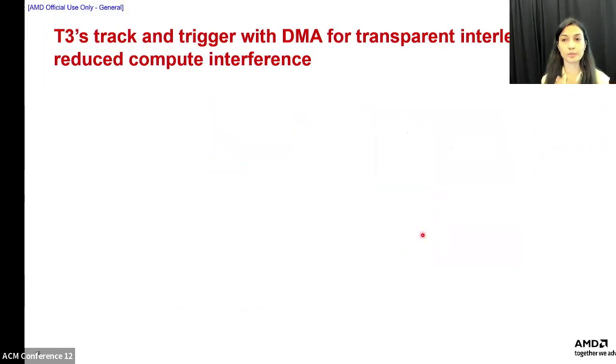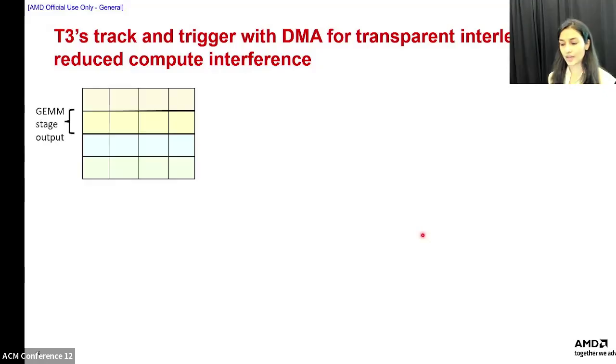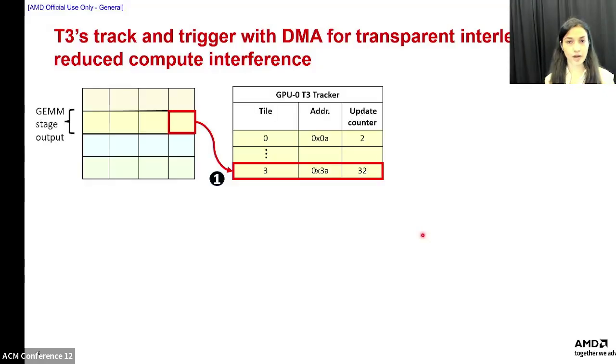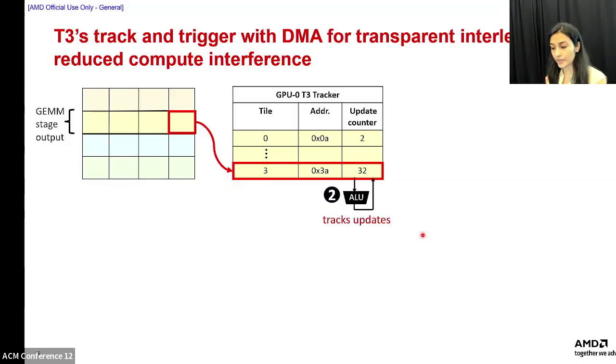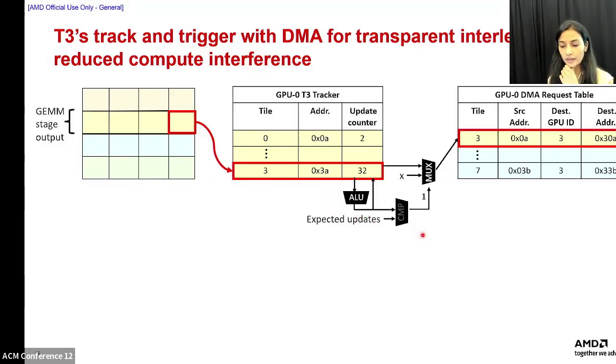As I mentioned, to transparently initiate communication when GEMM data is ready, T3 uses a tracker, which tracks memory regions at a GEMM tile granularity. So as the GEMM and DMA updates arrive for a certain tile, they increment the counter at the corresponding tracker table entry. And once the number of updates sent to memory reaches the expected updates, this triggers a DMA command, which is pre-queued in the DMA request table.